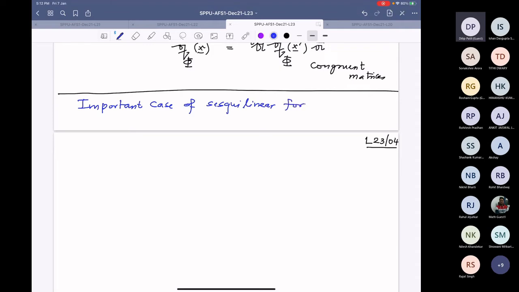Sesquilinear forms on V are determined by their values on the diagonal only. Diagonal of V, that is phi(x, x).